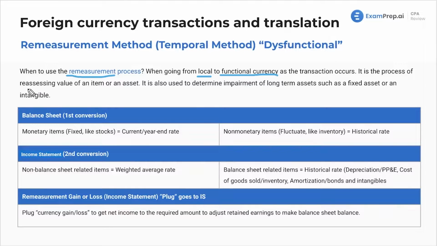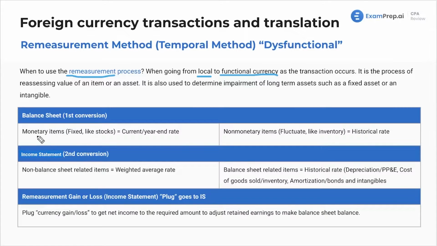Remember before I was saying it's kind of like revaluation. It is also used to determine impairment of long-term assets, such as a fixed asset or an intangible. So keep in mind, this is when it's happening, right? It's the process of reassessing value of an item or asset as compared to translating the whole financial statement. Balance sheet, first conversion here, right? We're really just doing this for the balance sheet because we are reassessing value of an item or an asset, right? And you don't really reassess your sales. You reassess the value of a stagnant asset or something that maintains its value on your balance sheet.